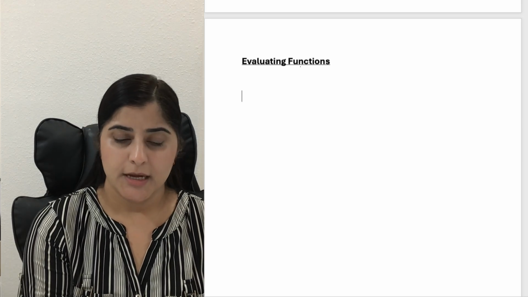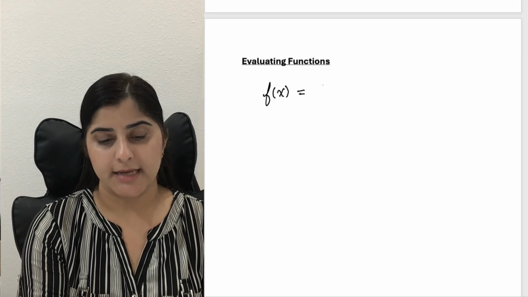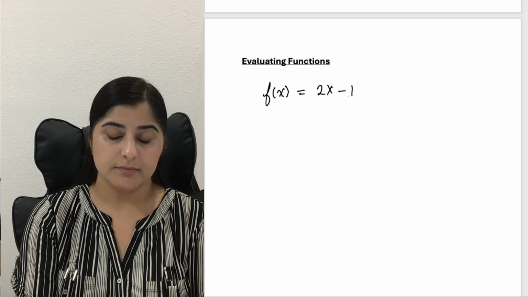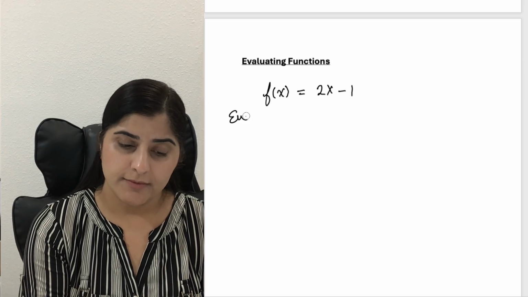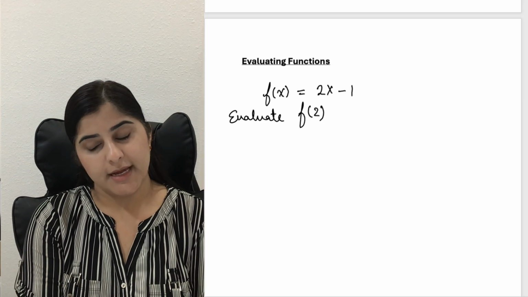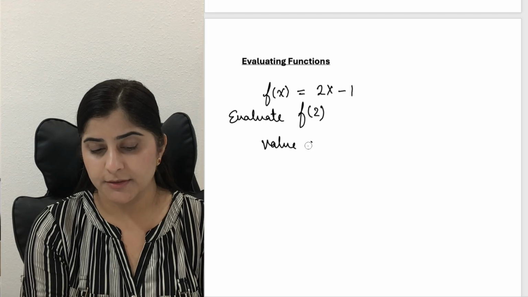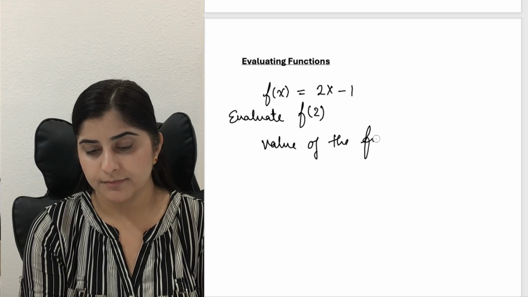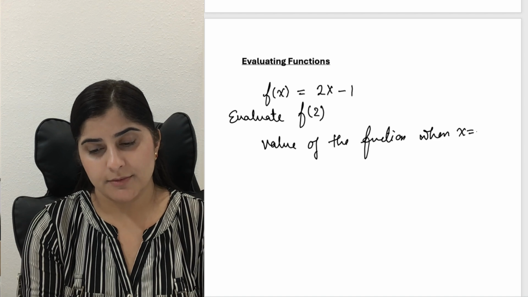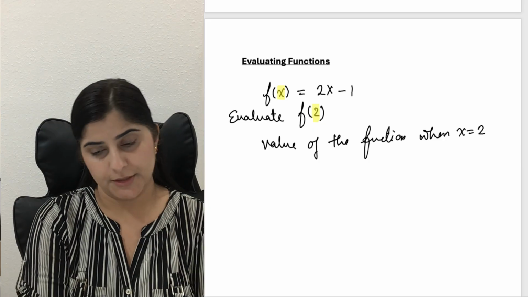Evaluating functions. Suppose we are given a function which is defined as f(x) is equal to 2x minus 1. Now if we are asked to evaluate f of 2, what that means is we have to evaluate the value of the function when x is equal to 2. So you see that we are replacing x with 2 in the function.